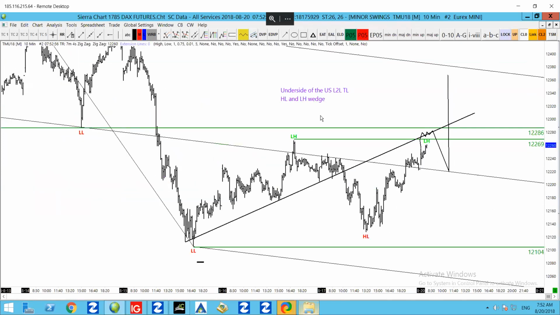We've got an upsloping low to low trend line here that I've drawn. This is exactly the same chart. This one is just a 10-minute chart, zoomed in, looking at a bit more granularity on the candles. And I'm looking for a reaction on the underside of this line.